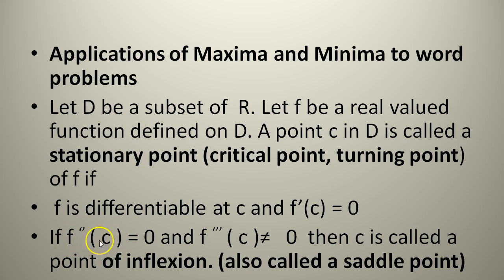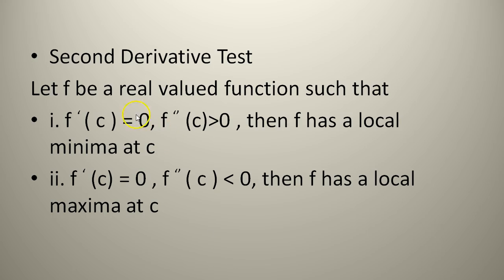if F double dash C, that is second order derivative of F at C equal to 0 and third order derivative of F at C is not equal to 0, then C is called a point of inflection or a saddle point. I repeat once more, C is called a stationary point if the first order derivative of F at C equal to 0. If the first order derivative and the second order derivative of F at C equal to 0, but the third order derivative of F at C is not equal to 0, then C is called a saddle point.